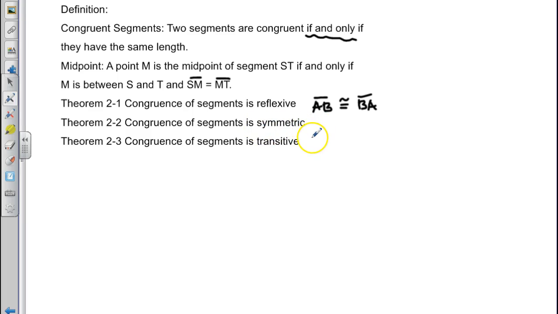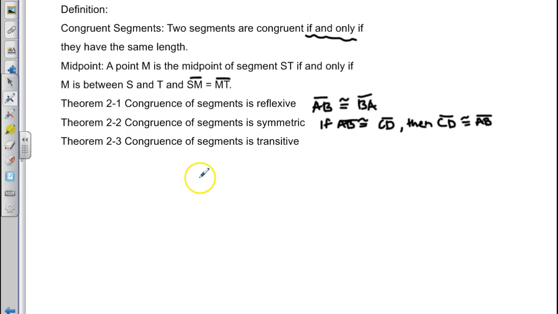So congruence of segments is symmetric. That means if segment AB is congruent to segment CD, then CD is congruent to AB. So it doesn't matter which way I look at that, the congruency holds. So they're equal in measure.